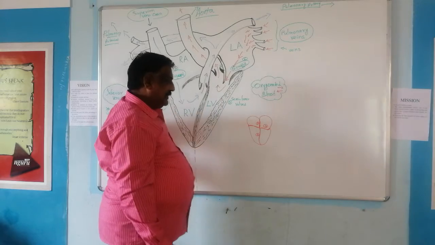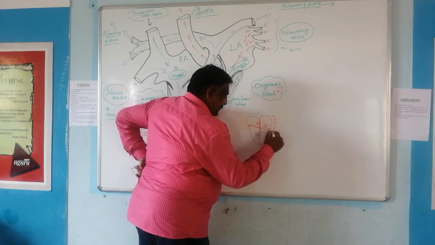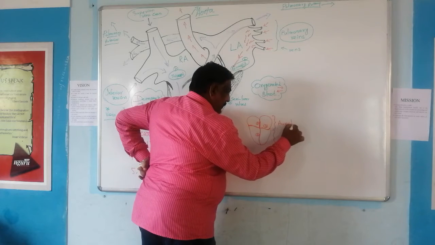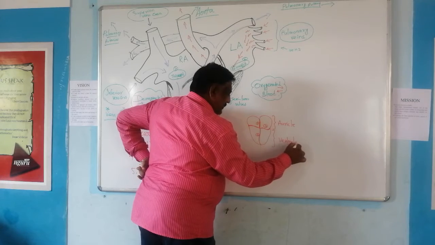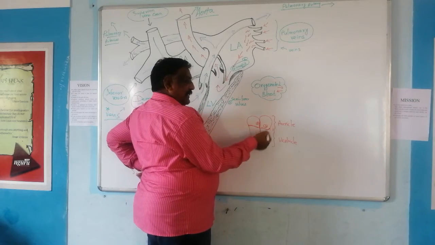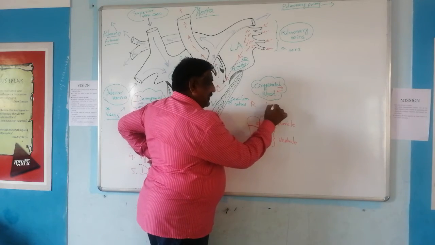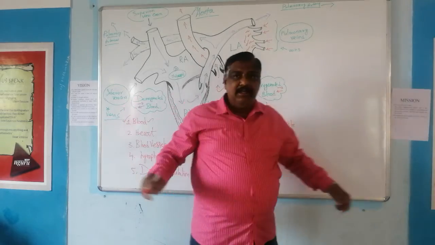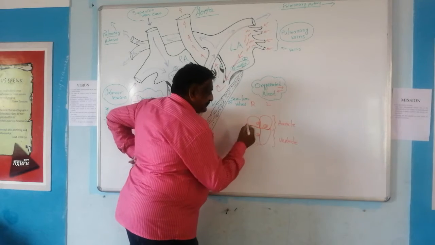There are 3 partitions. This is called the upper chamber, this is the lower chamber. The upper chamber is the auricle, and the lower chamber is the ventricle. This is the right side, this is the left side. Remember, when I turn like this, this is right, this is left. So this is how it is.